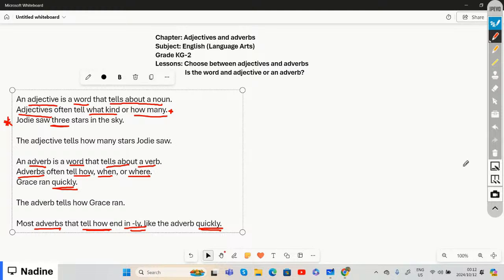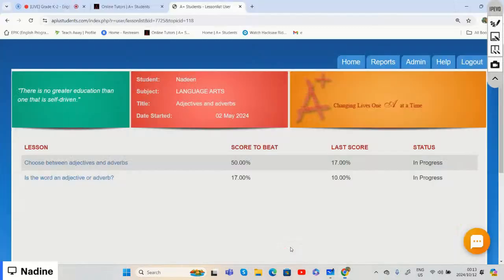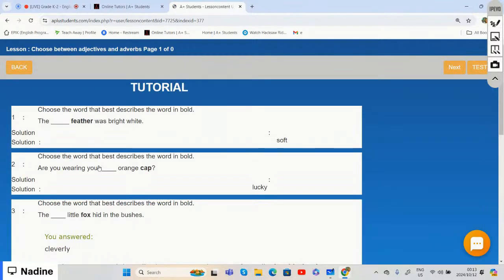All right. So now we're going to aplusstudents.ca, where we're going to do adjectives as well as adverbs. We're now going to choose between adjectives and adverbs.